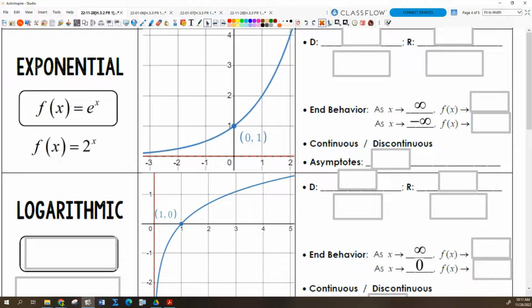Well, they always go through the point 0, 1. And what's their behavior as I go to the left forever? As x approaches negative infinity, what is y approaching? 0. Yeah. Okay. Well, to the right, though, what happens? As x approaches infinity, y approaches infinity. Yeah.